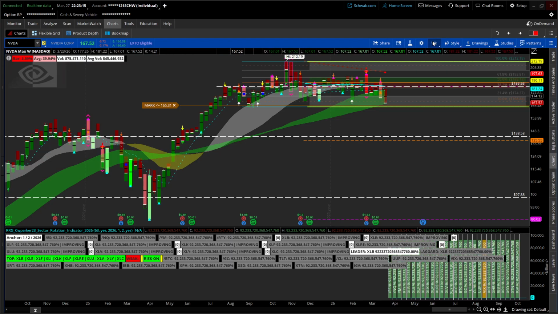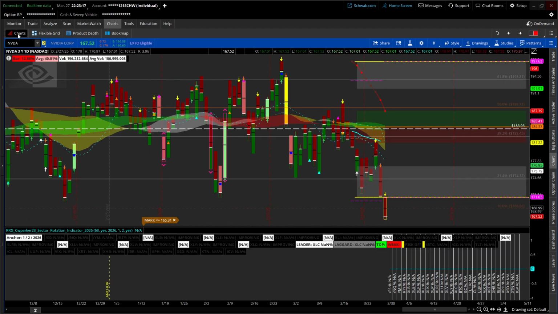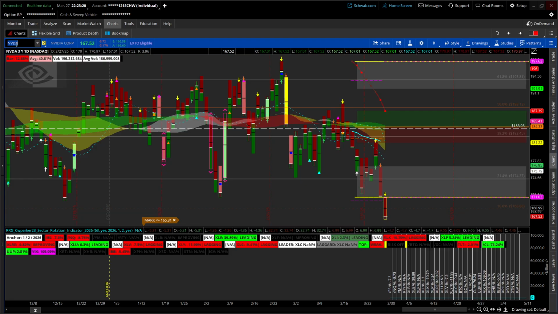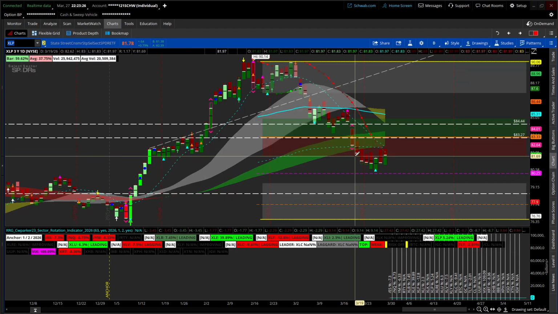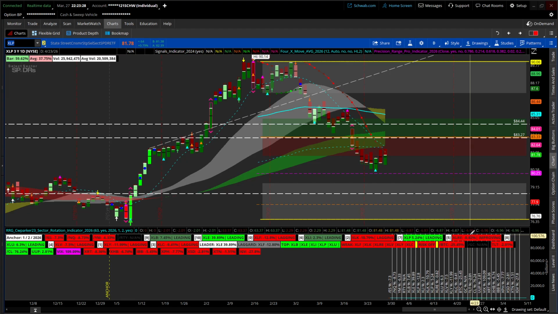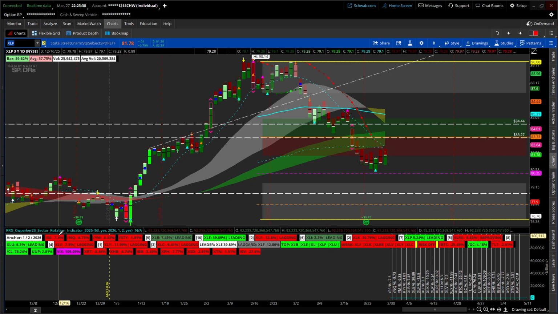Next one, let's see. XLP is considered improving. No, it's leading. It's up 5.24%, and it's considered leading as compared to the S&P 500 being down negative 7.3%.